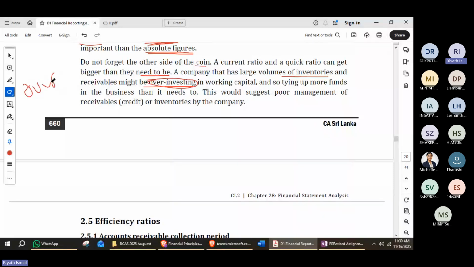Sometimes it's called over trading. It is tying up more funds in the business than it needs to. So this would suggest poor management. It's a poor management of receivables or inventories by the company.